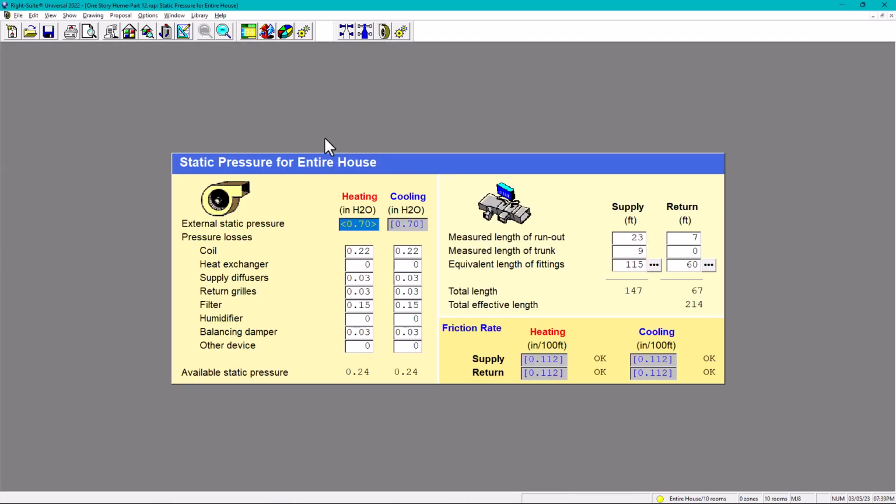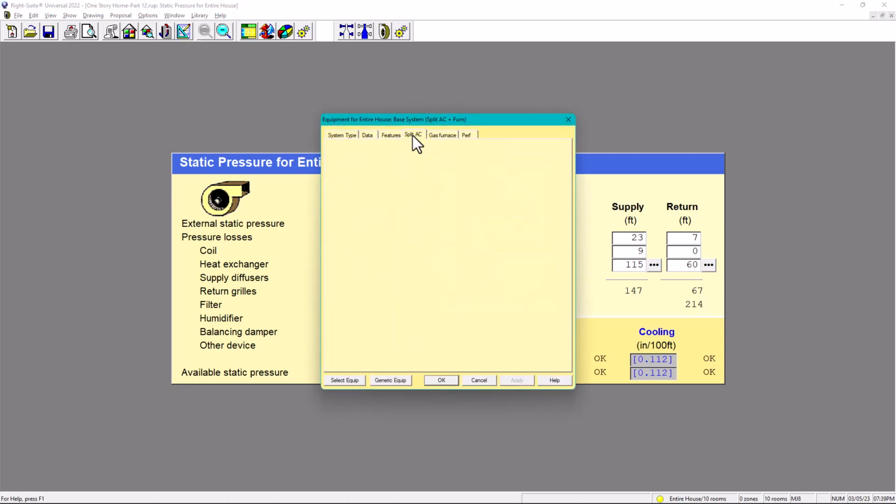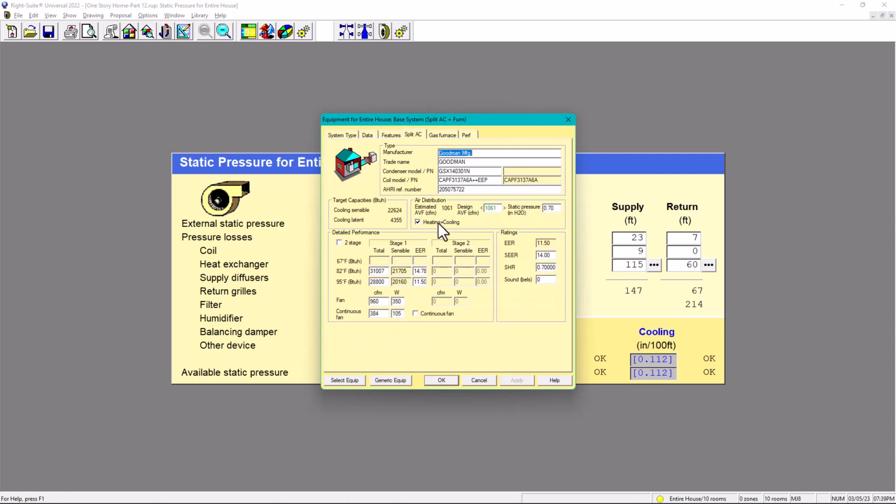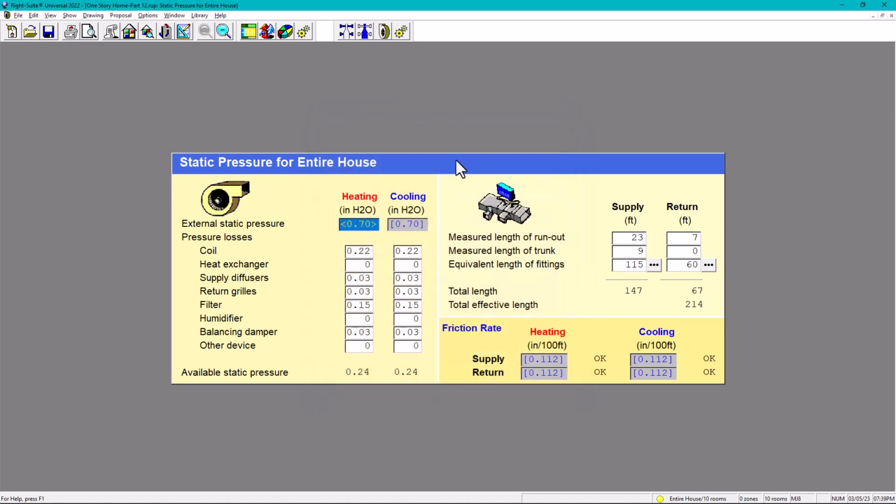As you can see on the left, we have the available static pressure, right? The available static pressure is going to be 0.24 inches of water column for heating and cooling. But why are they the same? Because we assumed in the equipment heating equals cooling. As you can see in here, heating equals cooling. But now the right side is what we actually need for the friction rate.